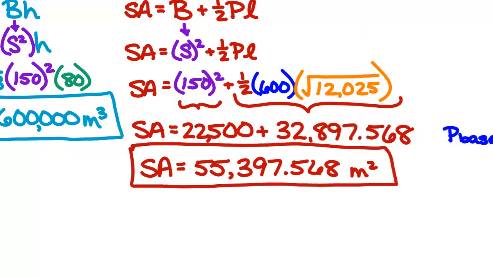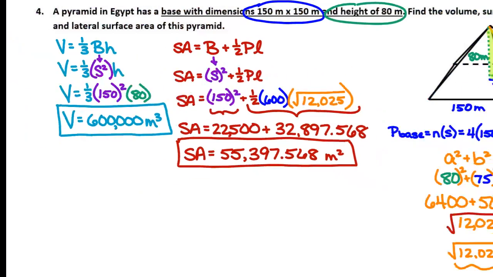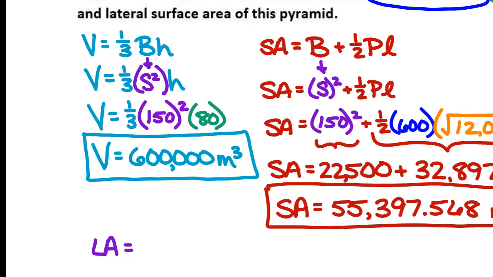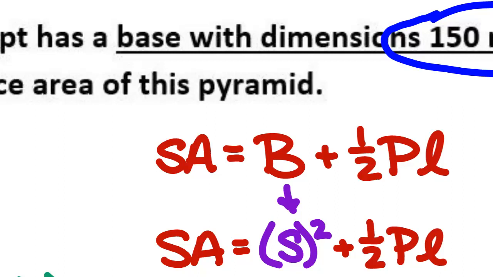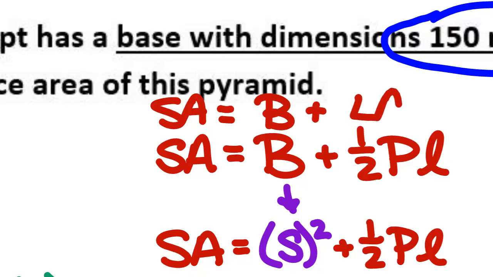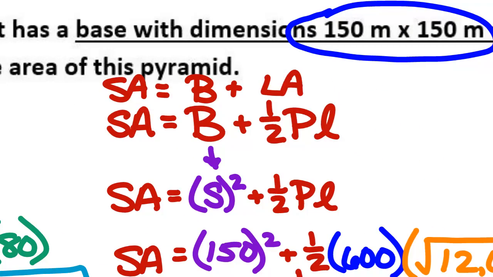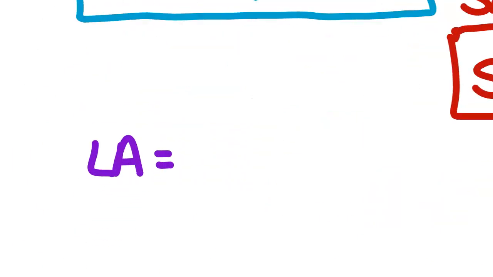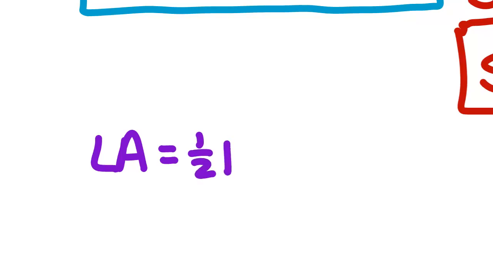All right, so we found the volume, we found the surface area. What else did they want us to find? Lateral area. Well, surface area is made up of the area of the base plus the lateral area. So the lateral area is all of this. And we've calculated that already, right?